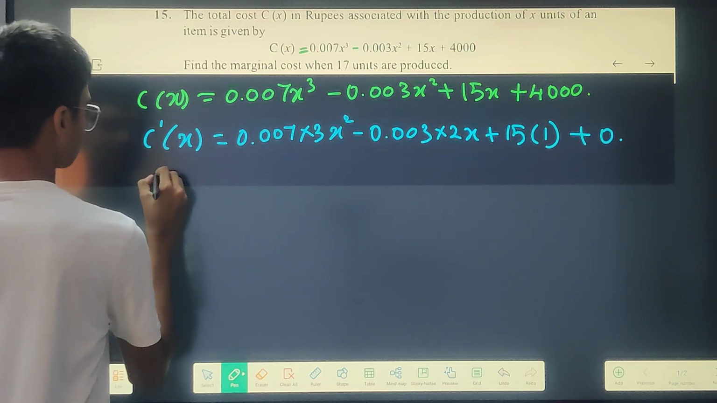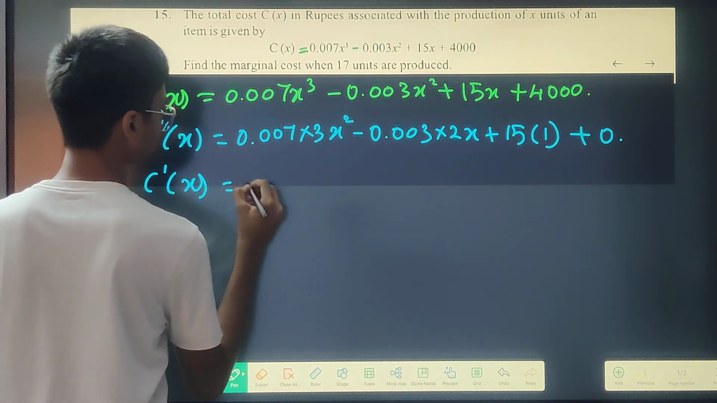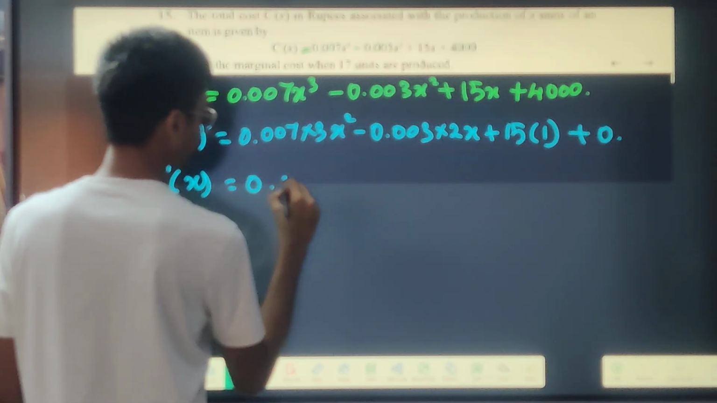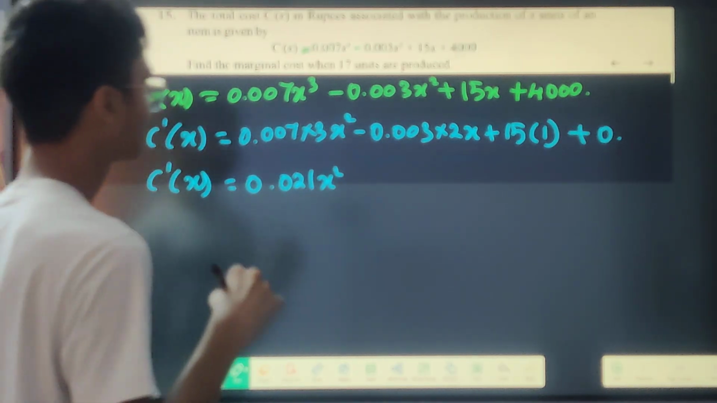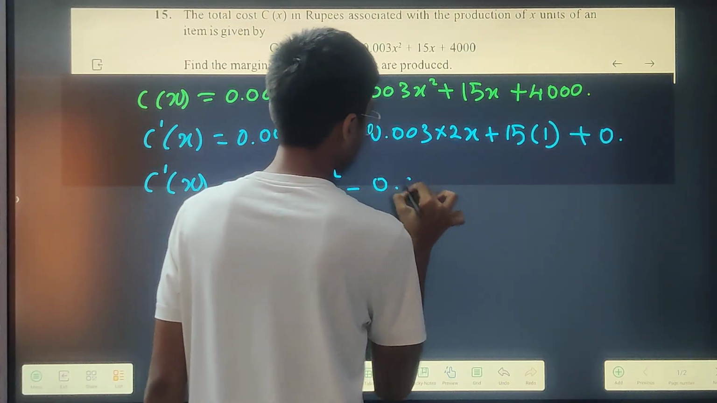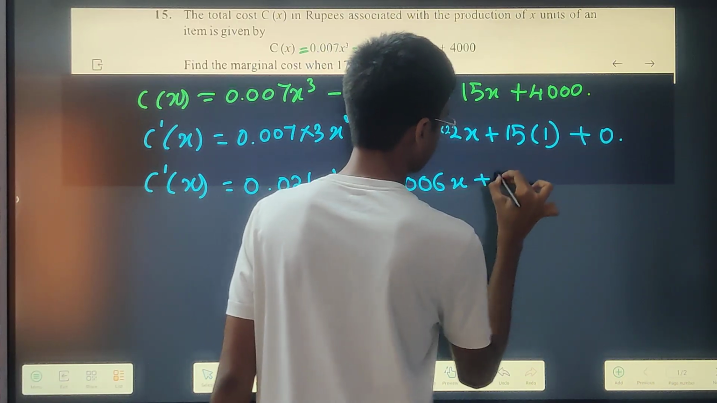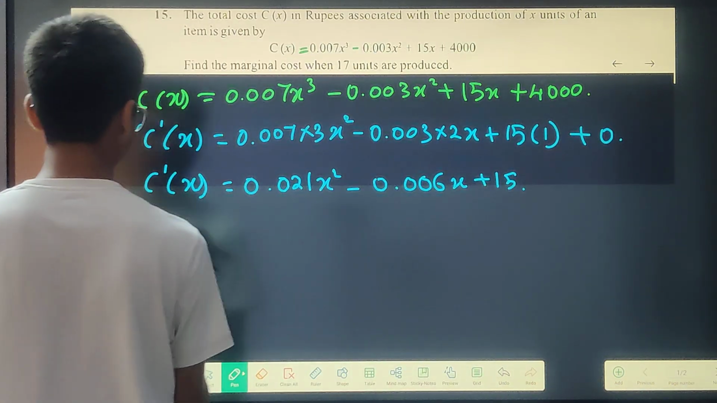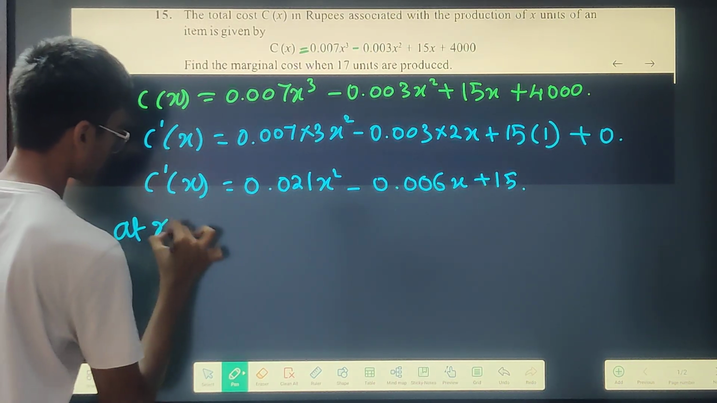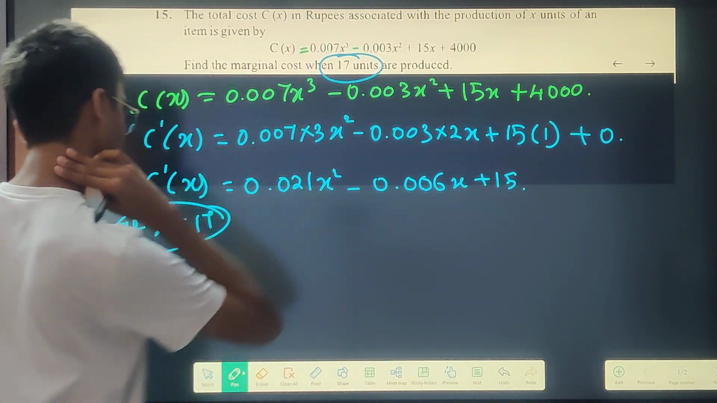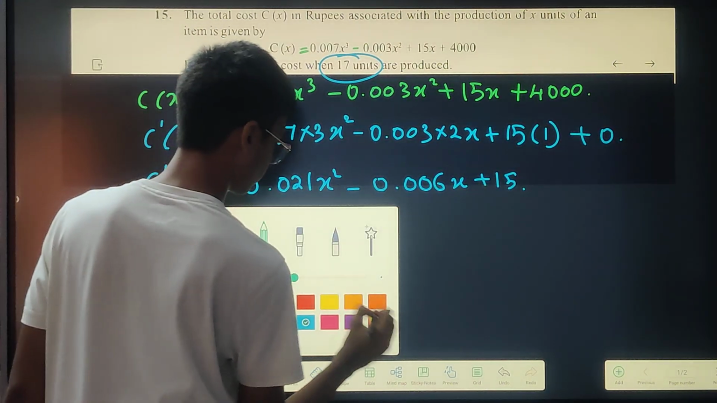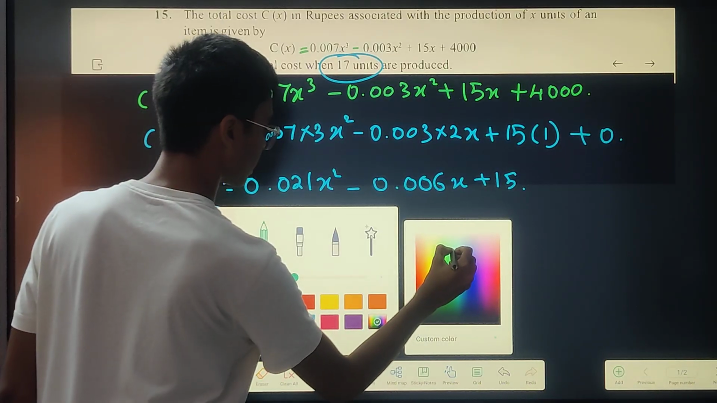Now, I will simplify this further. So 0.021 x square minus 0.006 x plus 15. Now we will substitute the value x is equal to 17 because that is what they have given. When you substitute the value, you will be getting your finalized answer.